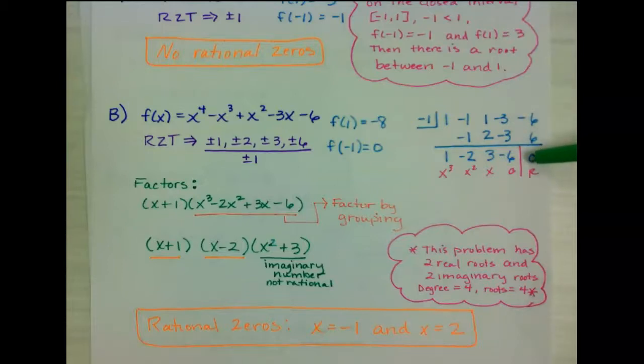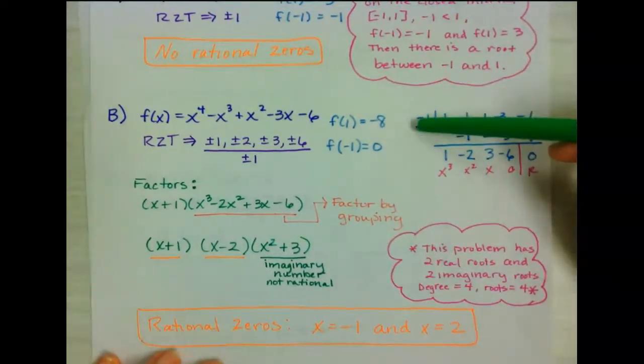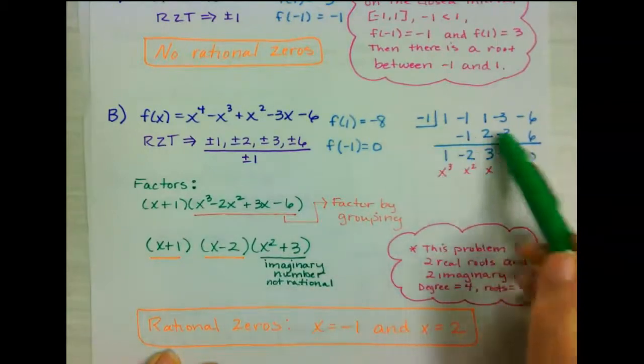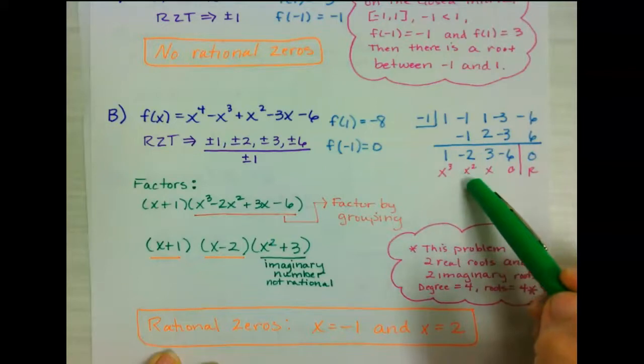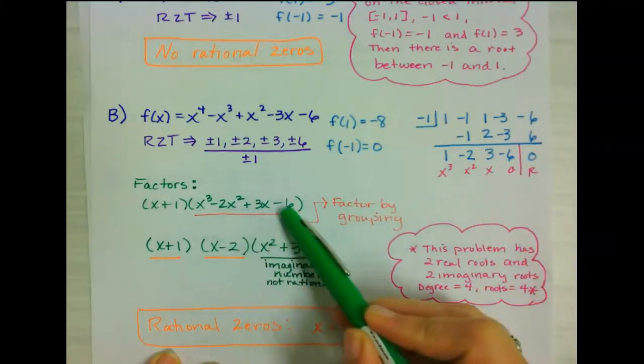So there is that remainder of 0. Remainder, constant, x, x squared, x cubed. So remember we divided by x plus 1, so that's what that is. And then here's my quotient, so 1x cubed minus 2x squared plus 3x minus 6. And that's what you see right there.